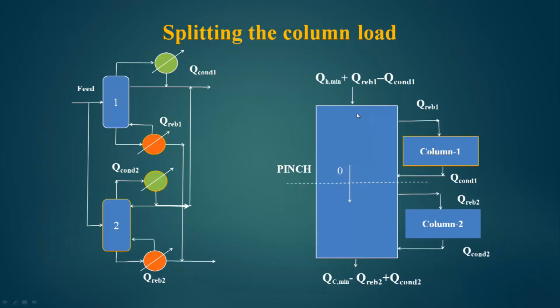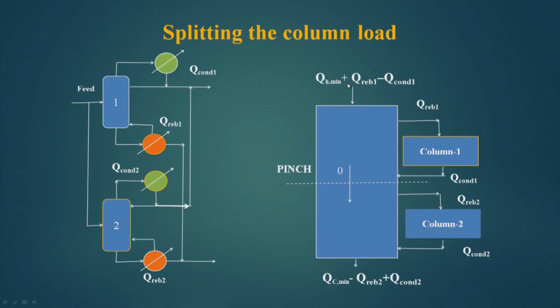Now, if the flows of heat inside this system or the columns are positive, this integration can be done very easily. If I see here, the Q hot requirement is QH minimum plus Q reboiler minus Q condenser, and if Q reboiler 1 is almost equal to Q condenser 1, then they cancel each other and distillation column 1 is operating free of cost.